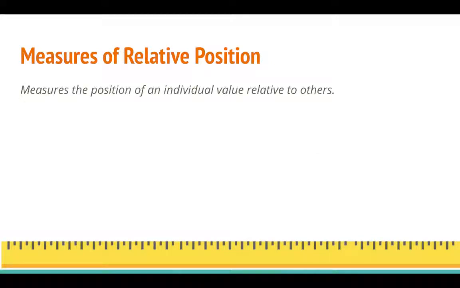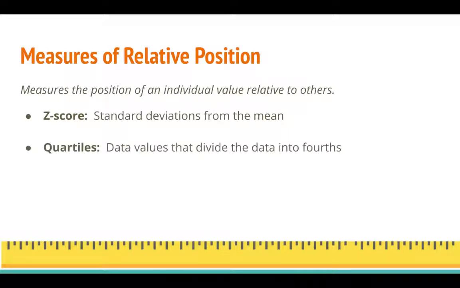So, measures of position. We're looking at individual values now relative to others. The z-score tells me how many standard deviations a single value is from the mean. A quartile divides up my data into fourths. So if I'm referring to a specific quartile, I'm looking at a group that's been divided into 25%, 50%, 75%, or even 100%. So quartile 1, 25% of the data is below that value.